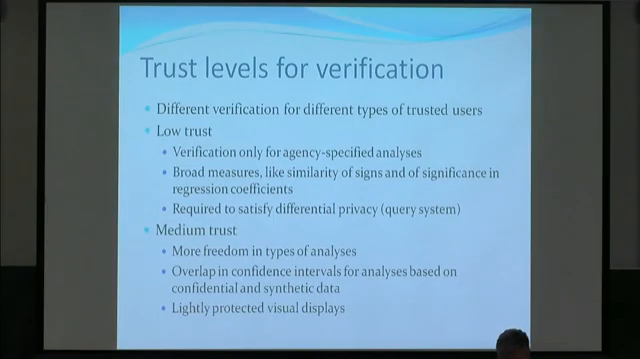Those we might give more freedom to, how much of the confidence intervals overlap, which I couldn't figure out a differentially private measure for, but it's relatively straightforward to compute, okay? And it's really hard to back those out unless you try. And so if we have medium trust, we think people aren't going to try, but we want to prevent this sort of really obvious disclosure. So maybe lightly protected visual displays, things like this. So we're working on developing this kind of system.